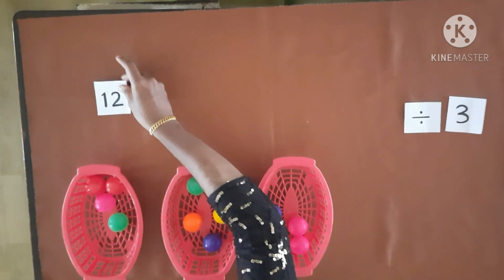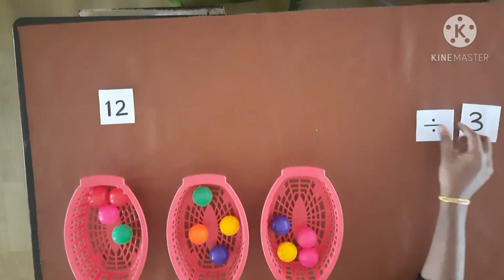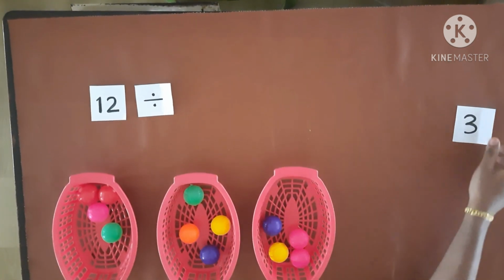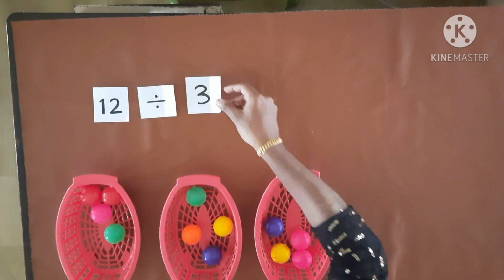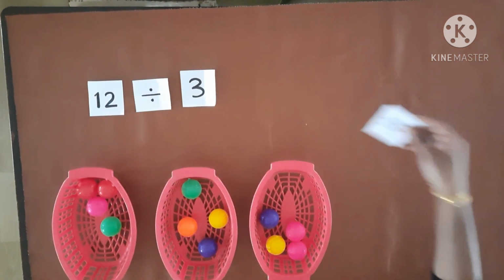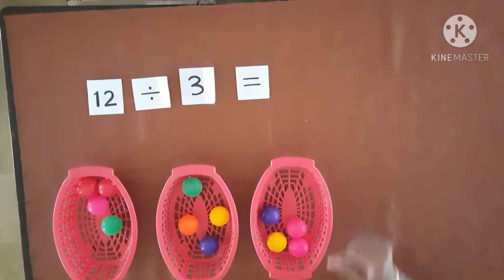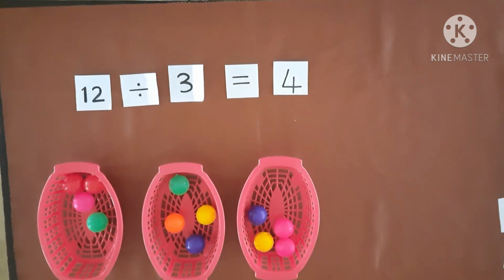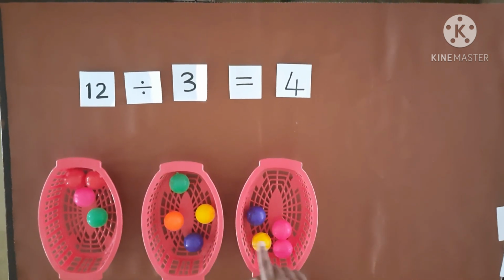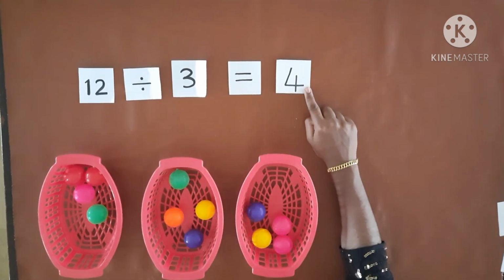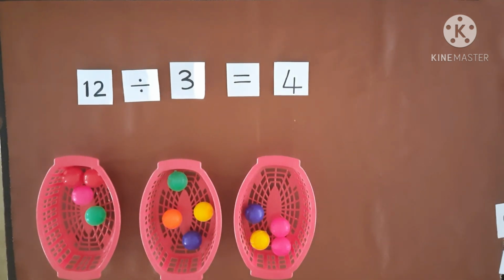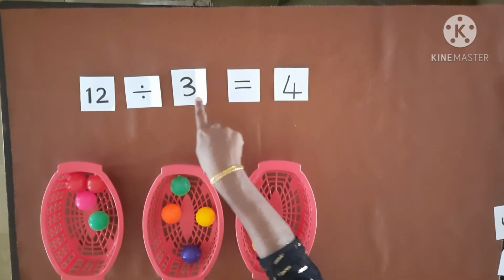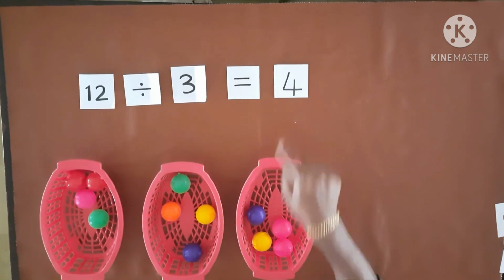So 12 balls divided into 3 baskets. Okay, that is 12 divided by 3, which is equal to 4. We have 4 balls in each basket. Answer is 4. So 12 divided by 3 equals 4.